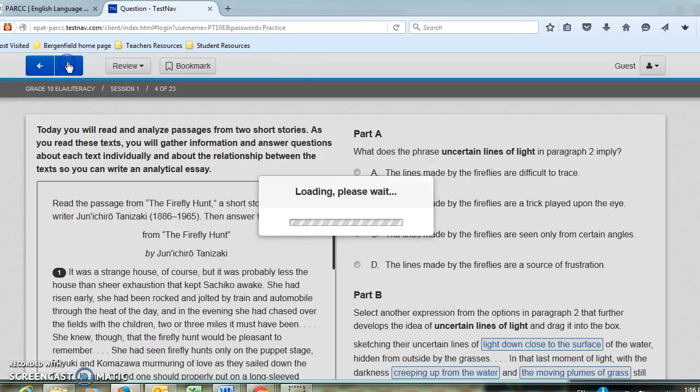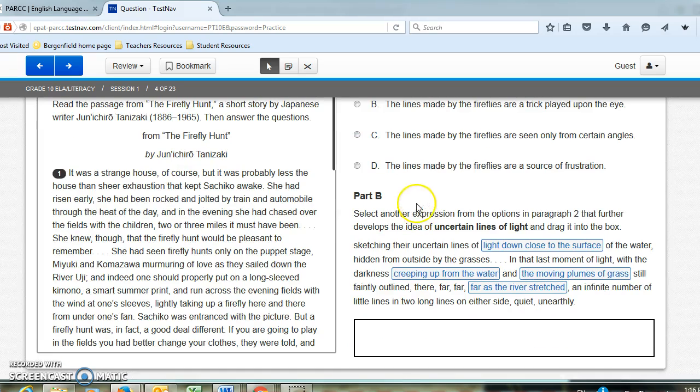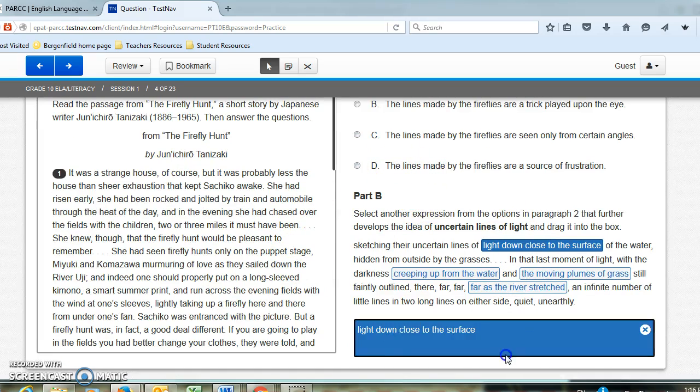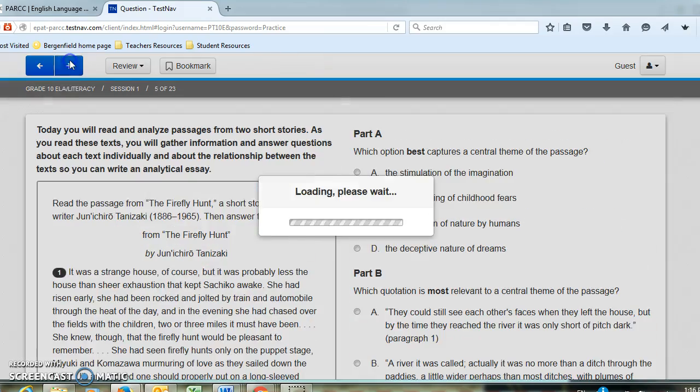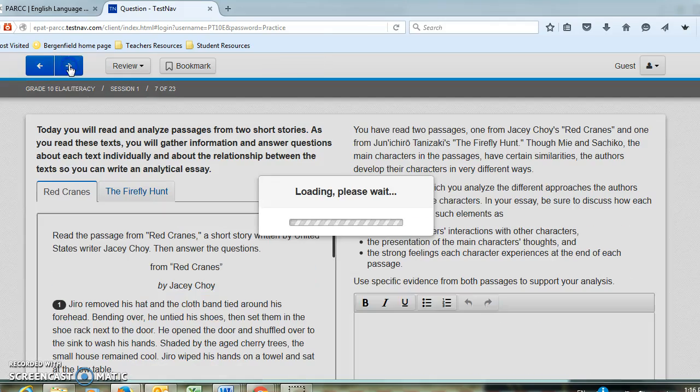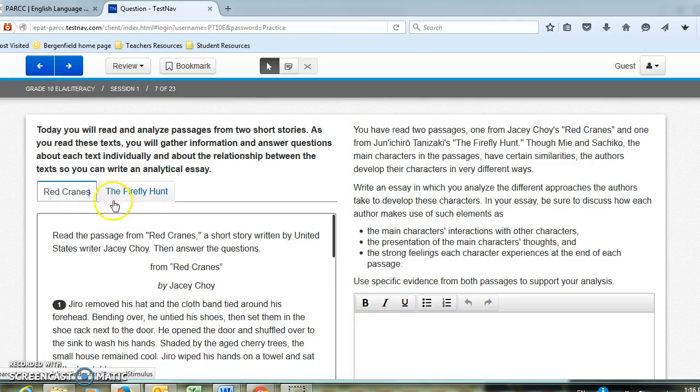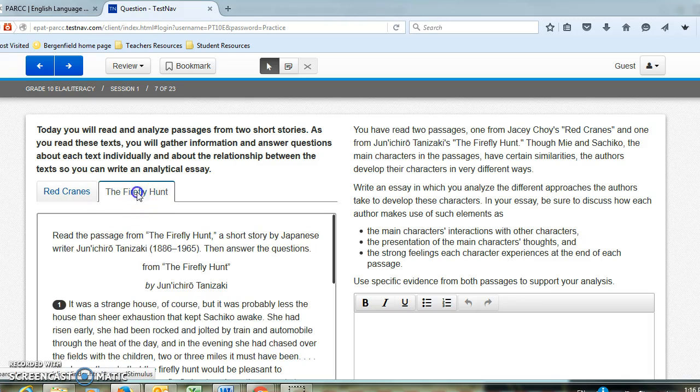You want to scroll through the questions, trying to remember what PARCC looked like. Here is a drag and drop question, so you can use that. This was the way to answer a question. Instead of just doing a multiple choice, you just select your choice and drag it to the box. There are different tools to use here. Here's where you can toggle between the two texts.